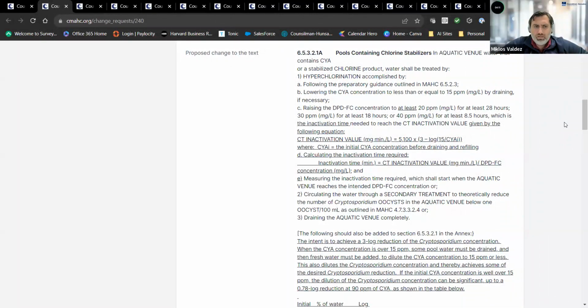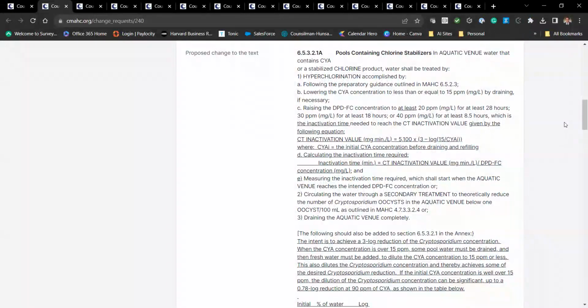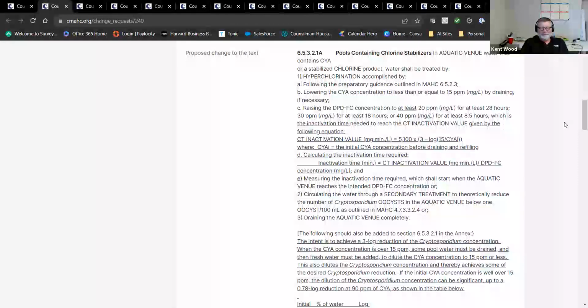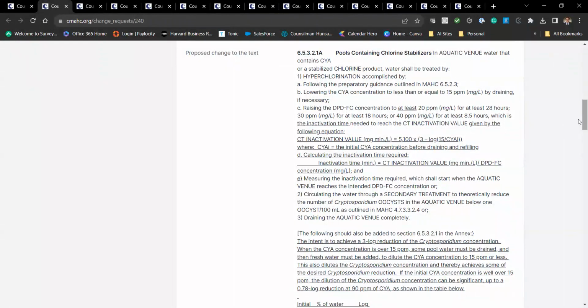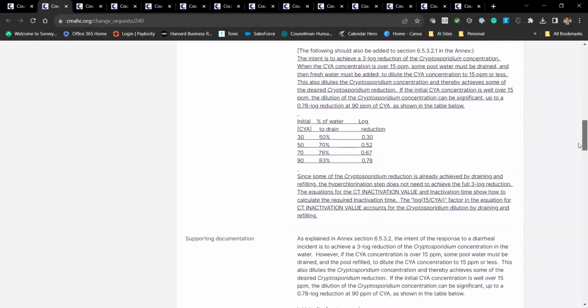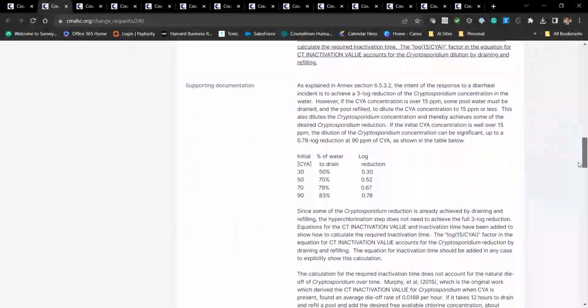This may be a silly question, but do we really know, or is there any evidence to support the fact, other than common sense, that dilution with fresh water really does reduce the crypto concentration on a one-to-one basis?